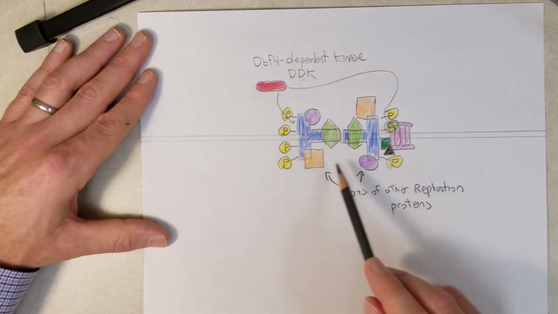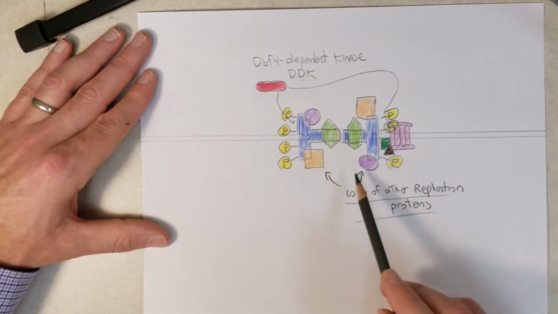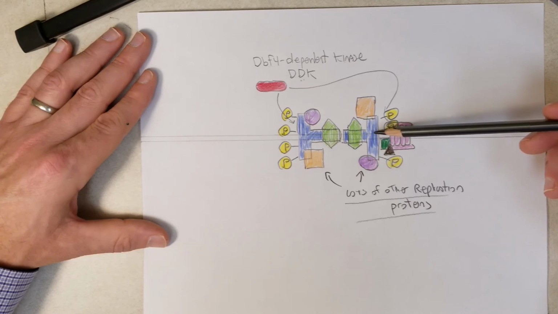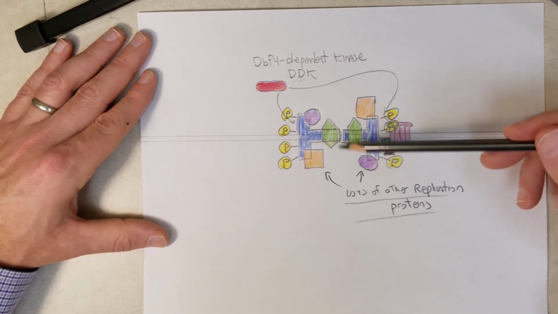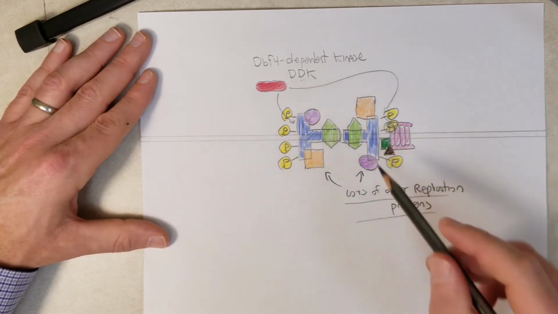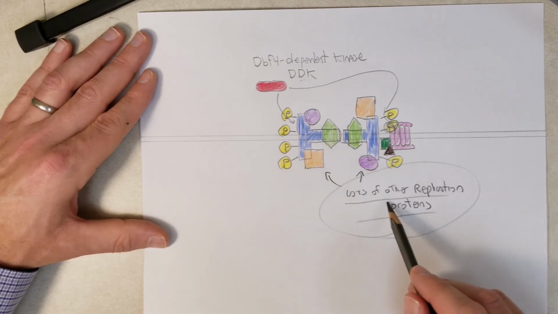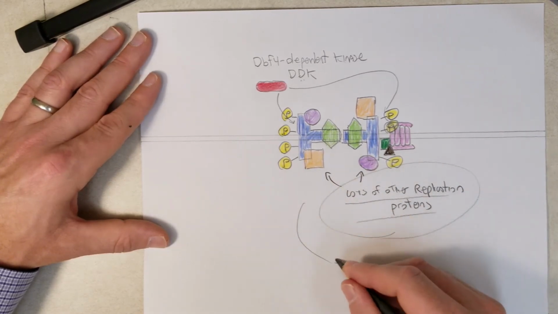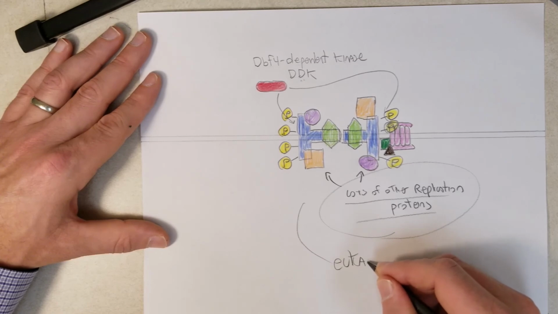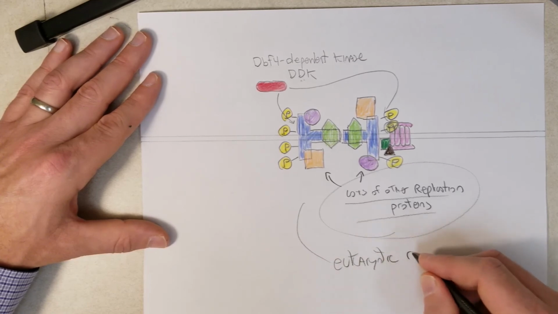So lots of other things are going to have to come in here, right? We didn't mention the polymerases. There are 3 different polymerases that are going to need to come on here. And the next step, when all of these other replication proteins come on, we're going to call that the eukaryotic replisome.